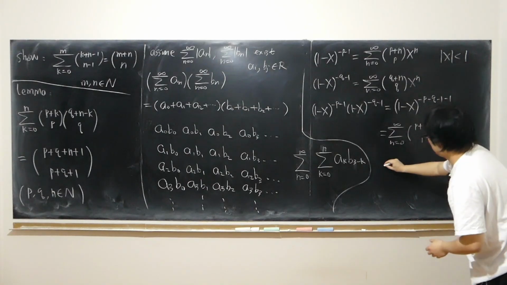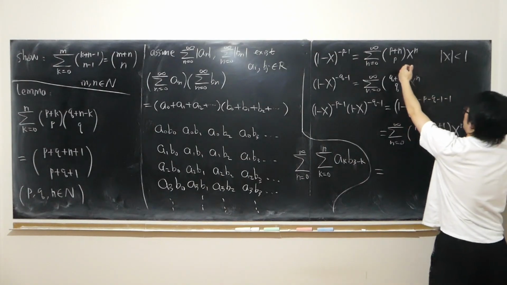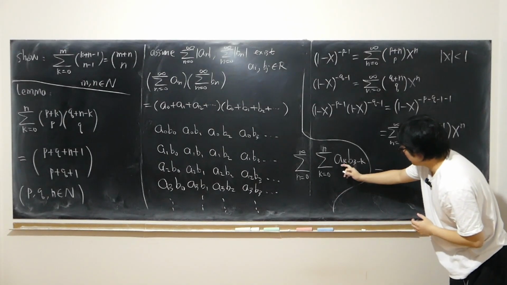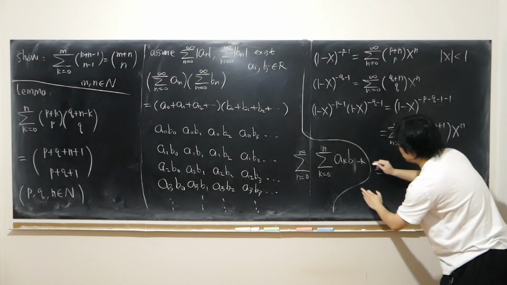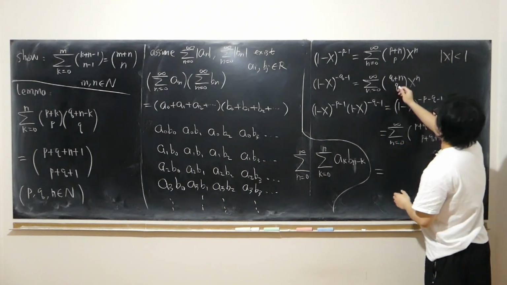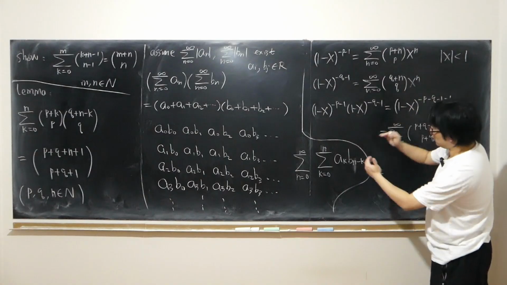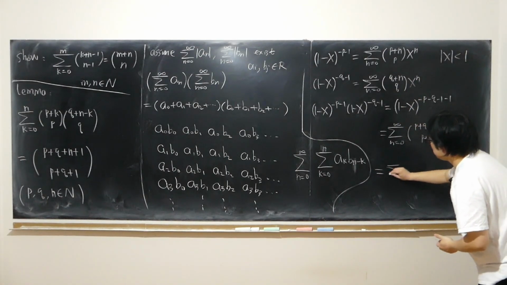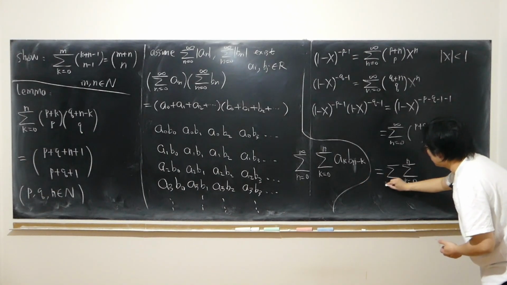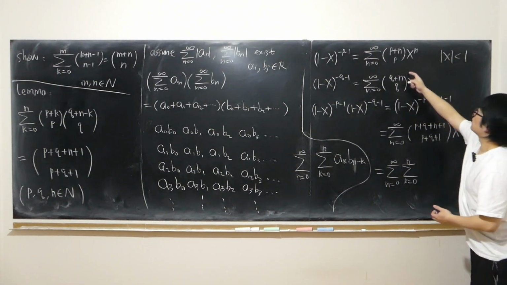So when you apply, this is my a_n, this is my b_n. But here, I use a_k times b_(n minus k). So perhaps I'll just replace n with k, and replace this n with n minus k. It's the same concept. So k goes from 0 to n, and n goes from 0 to infinity.